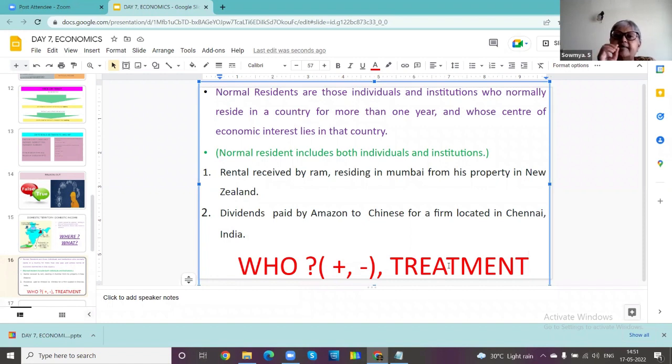So here they will have to very clearly say, to arrive at the national income, this income that Ram is making will be the factor income from abroad, and to the domestic income it has to be added. That's a treatment. So that makes up the complete answer. Then the second one, dividends paid by Amazon to the Chinese firm that's located in Chennai. That income goes to Chinese, so it will not be included. This is why I said, write the treatment.